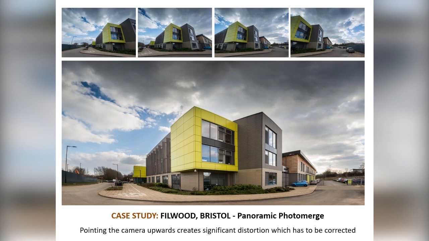This one, panoramic photo merge, you can see the individual shots there, quite strong distortion, which needs correcting, perspective needs correcting afterwards as well when they're merged. So the original unmerged version had quite strong distorted lines, which you can fairly easily correct in post-processing, simply going into Photoshop and using the transform tool.